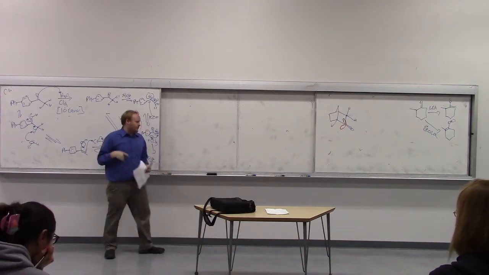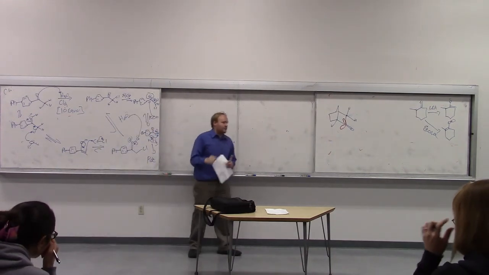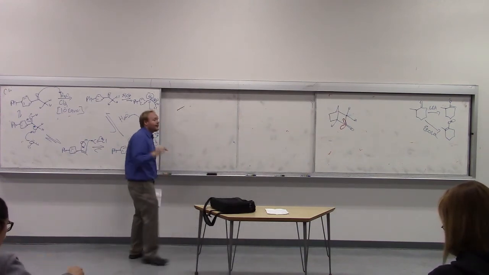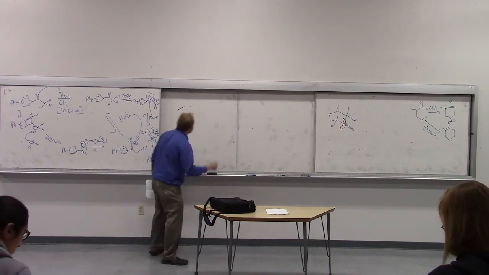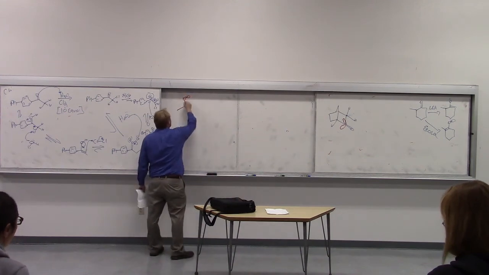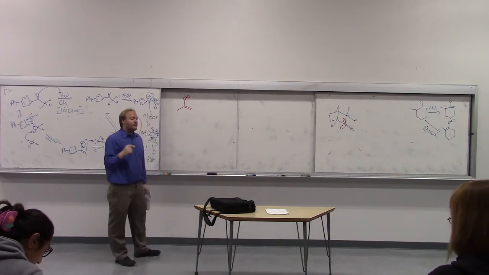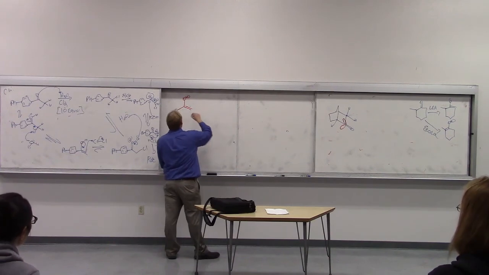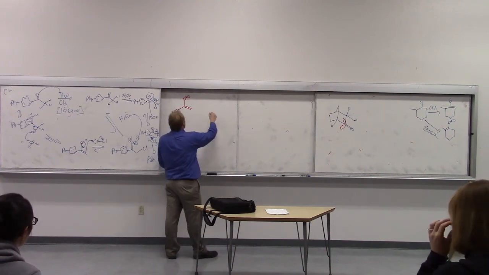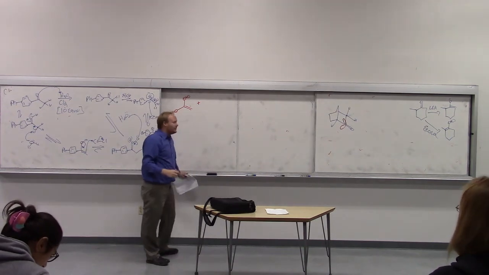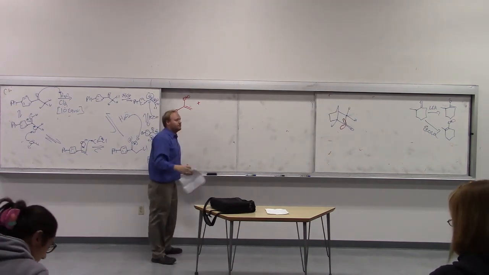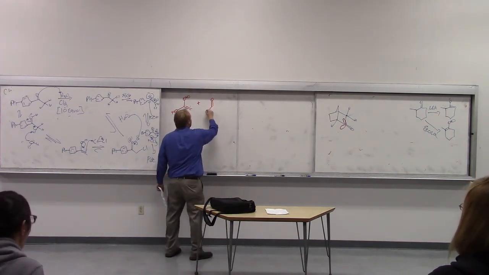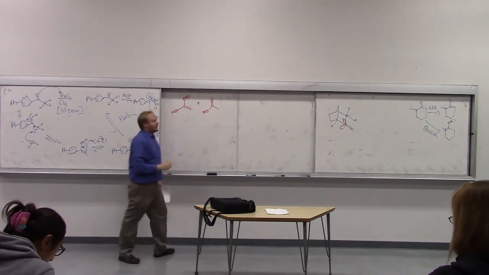The last stuff we talked about before the third exam was getting into chapter 19, which was addition of enolates or enols or enamines into various other carbonyls. The first reaction we talked about was the addition of an enolate into an ester. And this was what we called the Claisen.